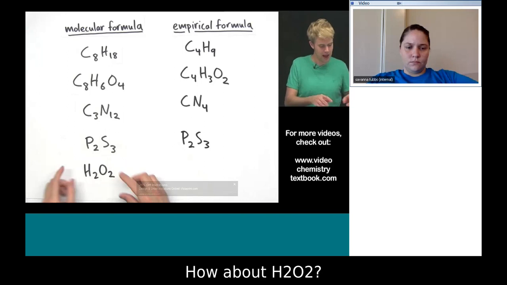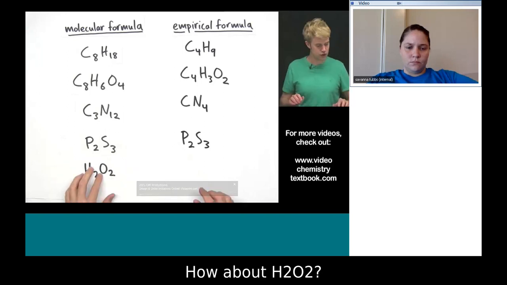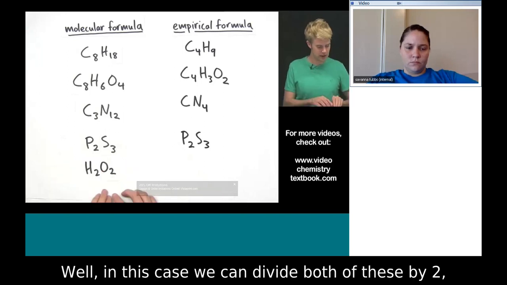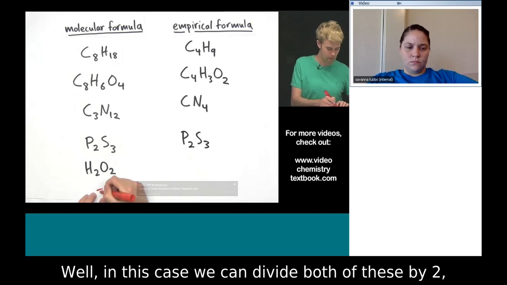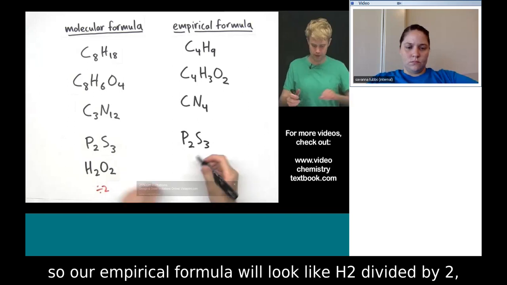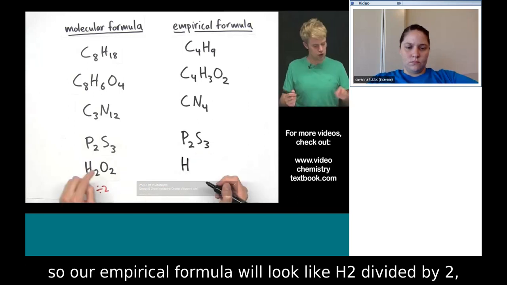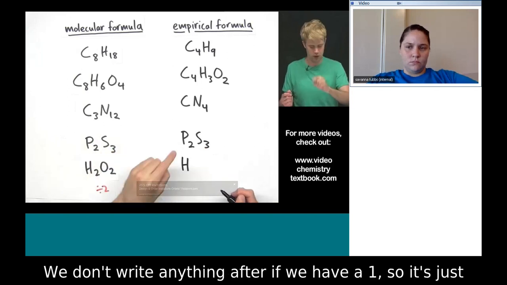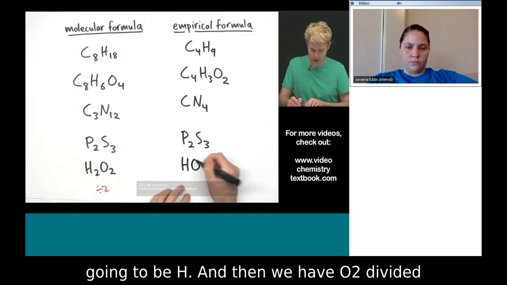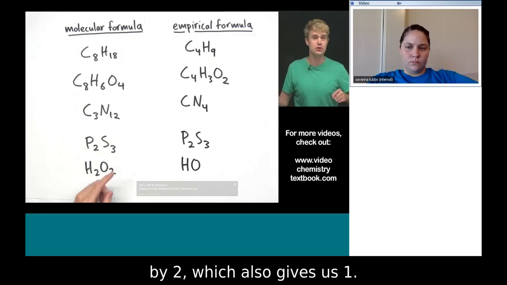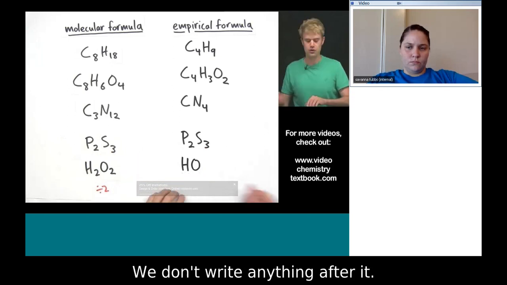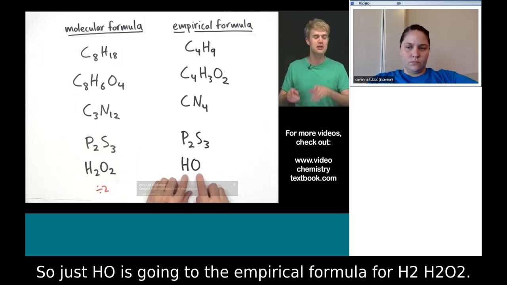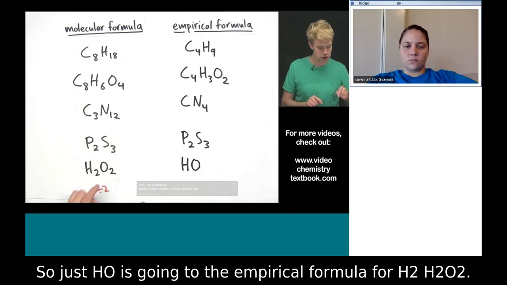Okay, how about H2O2? Well, in this case, we can divide both of these by 2. So our empirical formula will look like H, 2 divided by 2, which gives us 1. We don't write anything after it if we have a 1, so it's just going to be H. And then we have O, 2 divided by 2, which also gives us 1. We don't write anything after it, so just HO is going to be the empirical formula for H2O2.